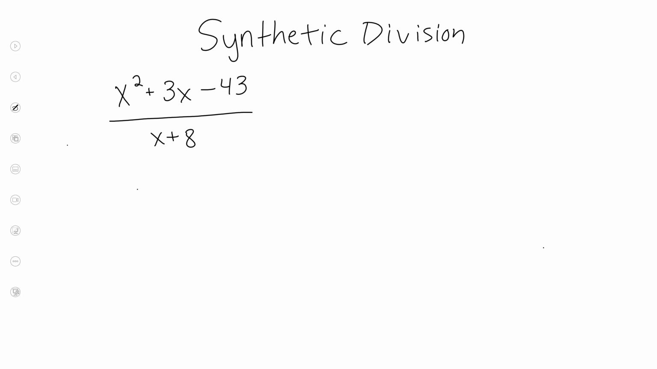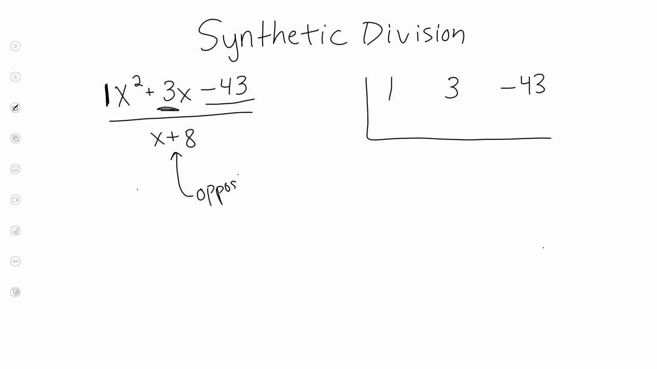Okay, so let's go ahead and set up. This is the setup that we use. Inside, we're going to put the coefficients. So our first coefficient is a 1. The next one is a positive 3. The next one is a negative 43. And then we're going to do the opposite of this number. So we have a positive 8, so the opposite would be a negative 8. So we're going to put a negative 8 on the outside. You always do the opposite. So this is how you set up the problem.